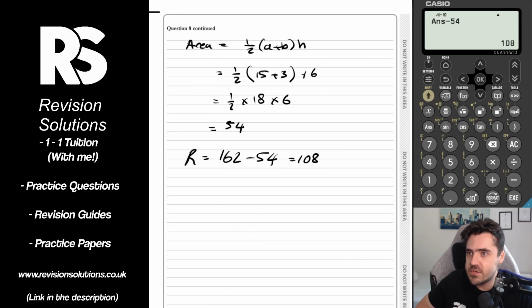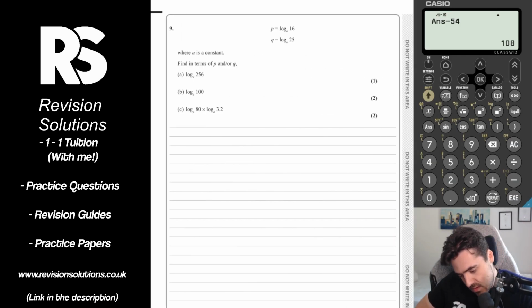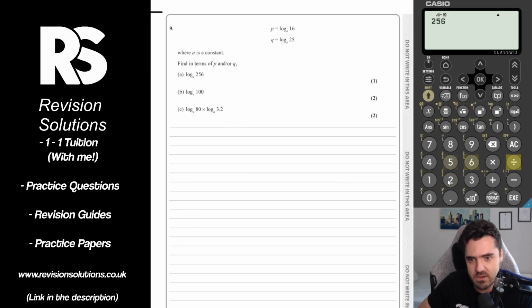Moving on now to question 9. We've got P is log base A of 16 and Q is log base A of 25, where A is a constant. Find in terms of P and or Q, first off, log base A of 256. So we want to really think, how can I express this log in terms of those logs? Or first, really just think, how can I relate 256 to 16 and 25? I think, I'm going to check with the calculator, that actually 16 goes into 256. So 256 divided by 16 is just 16. So it's 16 squared then.